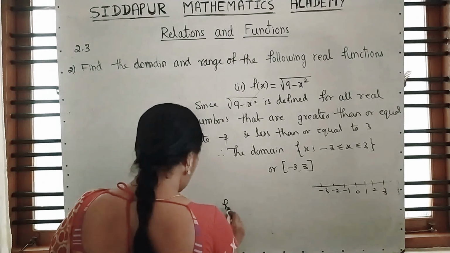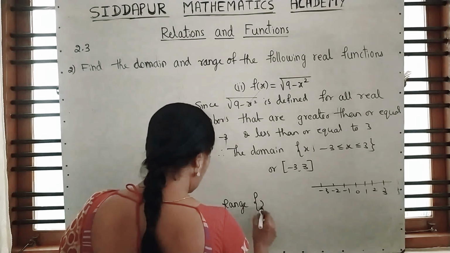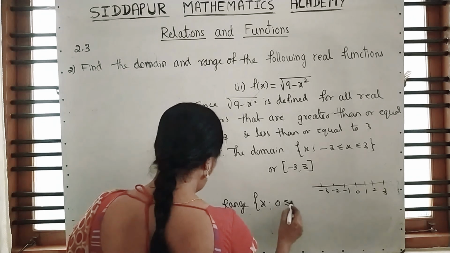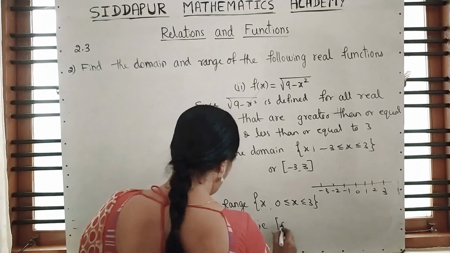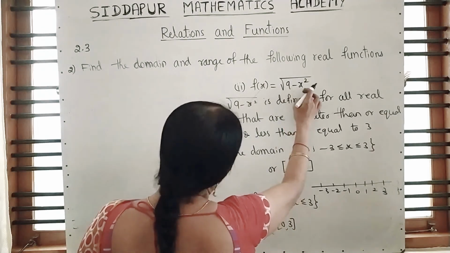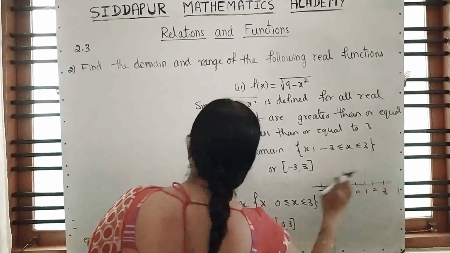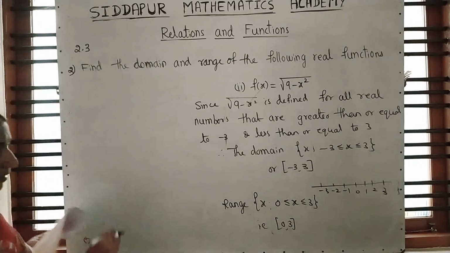And the range is, you are getting the values in between 0 to 3. If you want, you can go for calculations. I explain the calculations. If you write minus 3, 0. And 0 to positive numbers you are getting. Moving to the next question, that is question number 3.